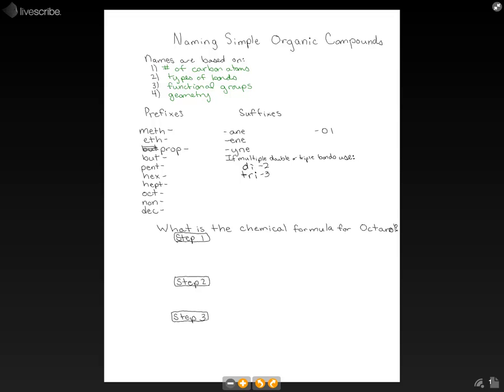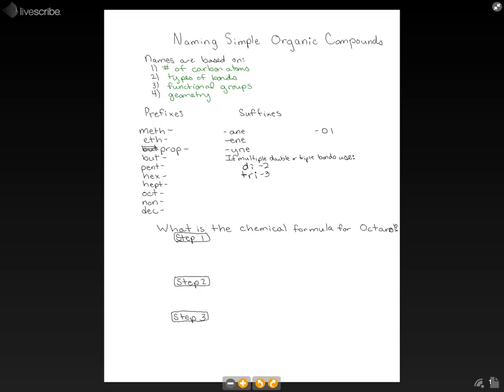And that's the geometry just of the total molecule. And we're only going to touch on the first three of these here today. We don't need the fourth one. So the first thing we look at when we're naming them is how they're broken up. Because when we name simple organic compounds, we name them using prefixes and suffixes to represent these four different categories.